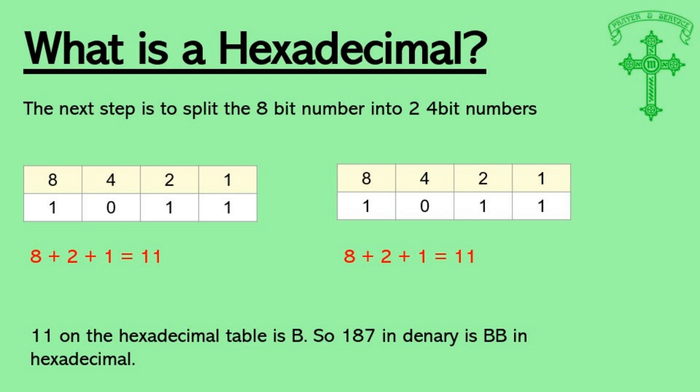So then we do 8 add 2 add 1 gives us 11. And then same again, 8 add 2 add 1 gives us 11. So both of these nibbles add up to 11 in denary. So what we then do is we look up the value 11 on the hexadecimal table, which if you go back or rewind the video, you'll see is the letter B. So we've got B as the value for both of these nibbles in hexadecimal. So therefore 187 in our normal numbers is actually stored as BB in hexadecimal.